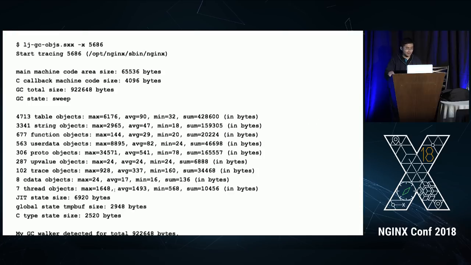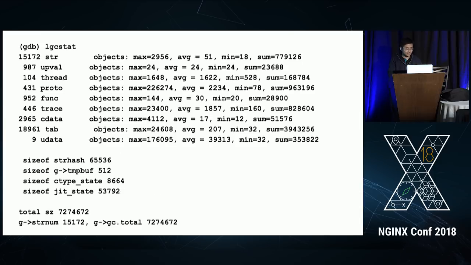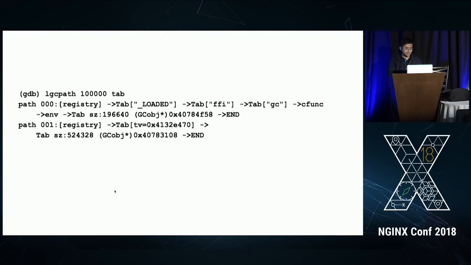For example, in this example, we get all the statistics about all the Lua garbage-collectible objects in a running process, like strings, functions, userdata, whatever. You can find the largest GC object out there in a running process very easily, and also GC stats and GDB. In GDB, you can do that too.